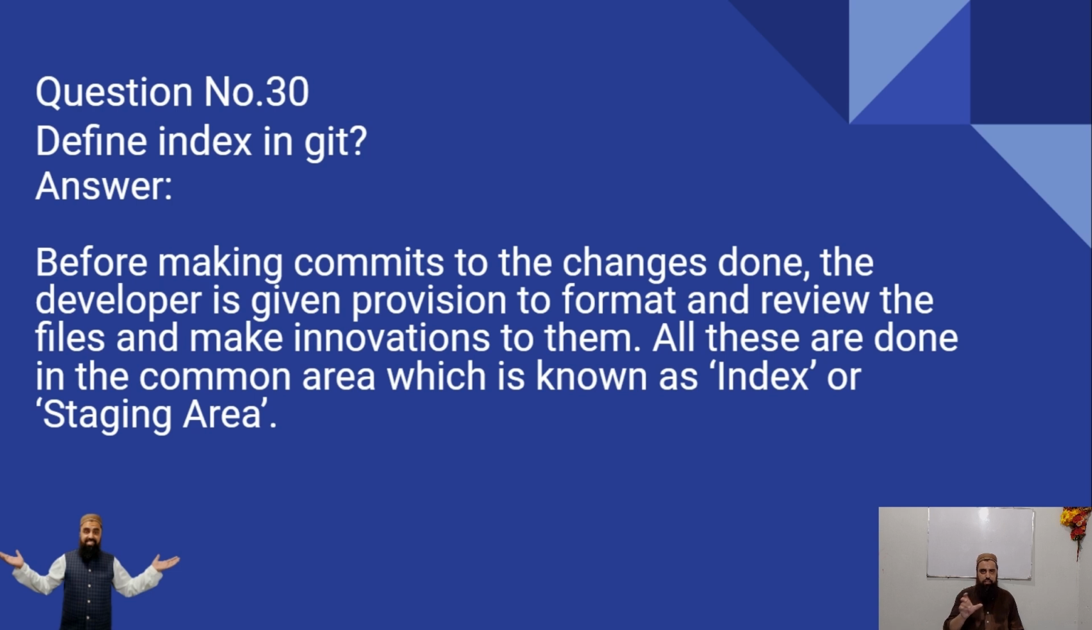Okay, that is actually the simplest and easiest way to understand what an index is. The files or the content in the staging area is known as the index, and then we run the git commit command to commit those changes into our repository.